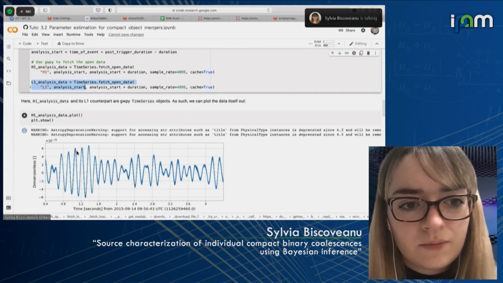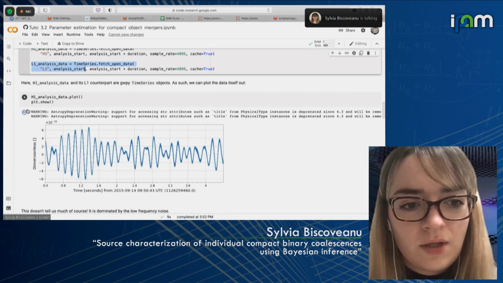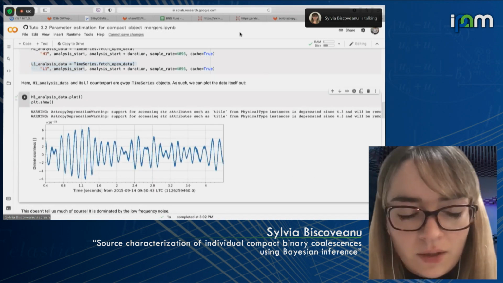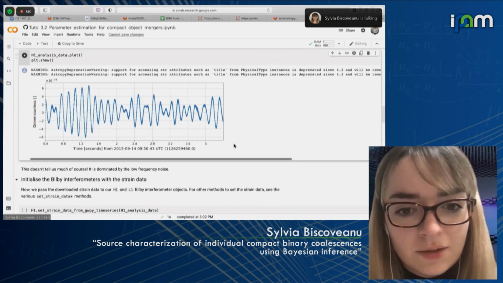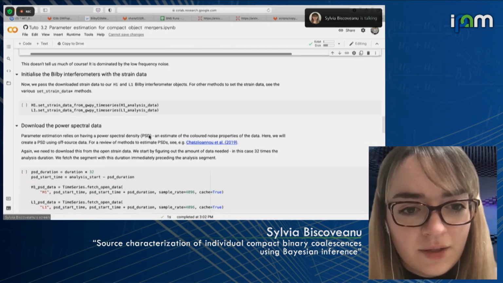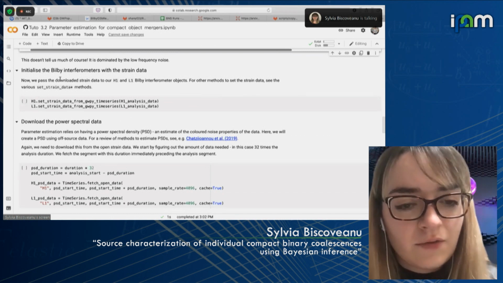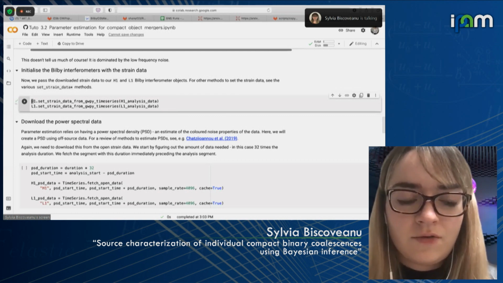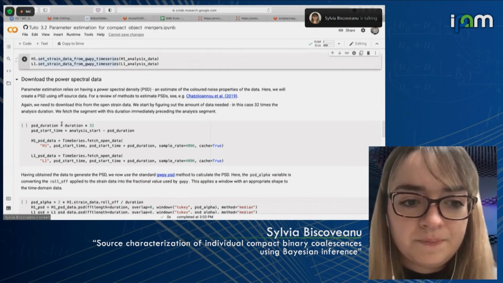And it's downloading, and eventually we will plot the strain. And it won't look particularly meaningful because it's at a strange sampling frequency, but we will eventually look at it in the frequency domain. Okay, so now we add that data to our Bilby interferometer objects, H1 and L1.